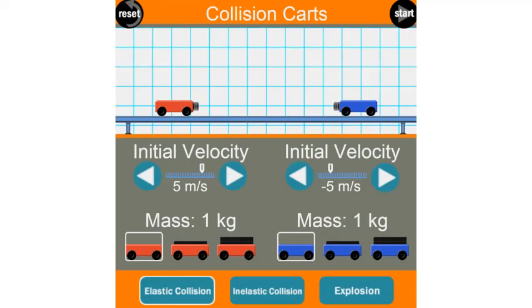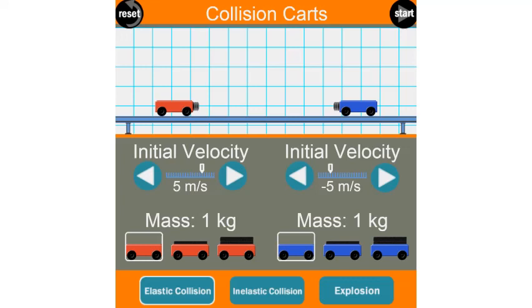Okay, so this is the Module 3 lab activity involving collisions, and you're going to use this little simulation called Collision Carts. The first part of the activity requires you to essentially fill out a table, do some calculations, and enter your results.